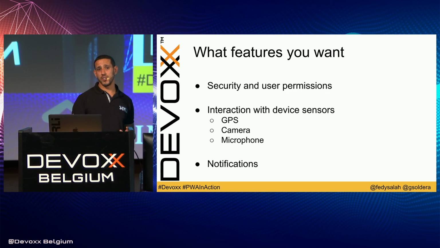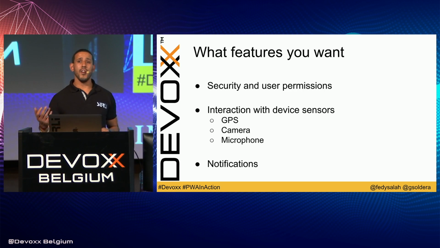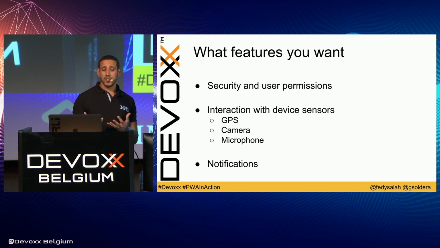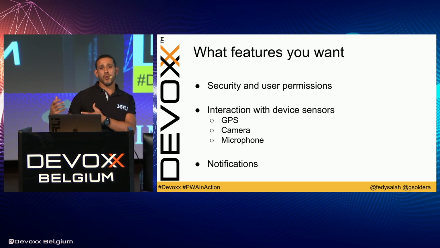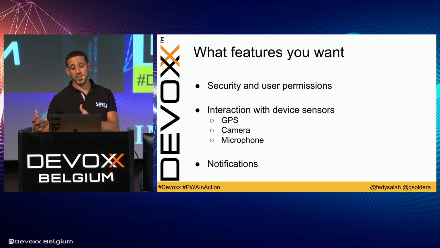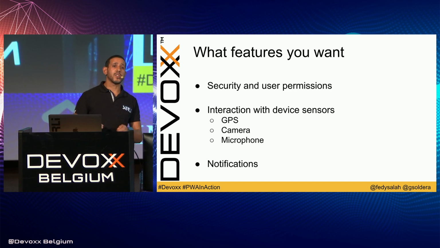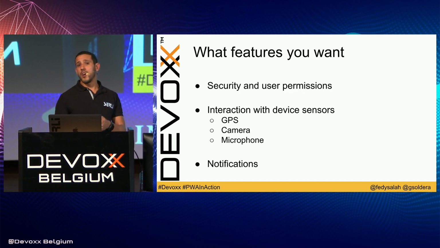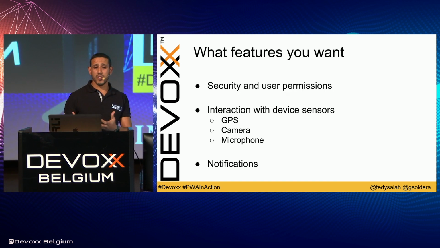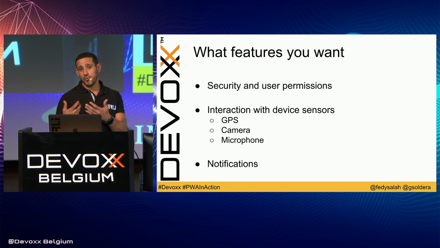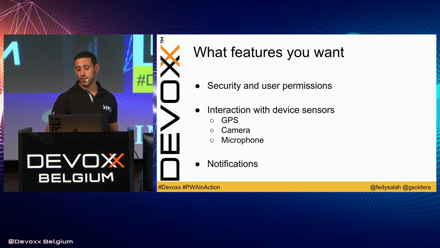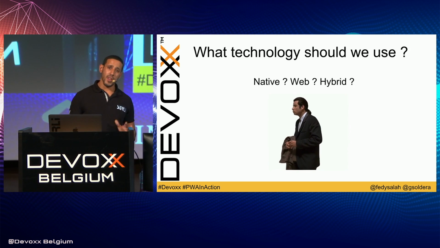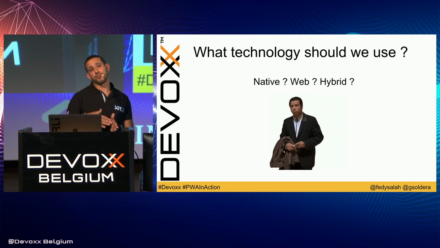We want it also to interact with mobile sensors, and we want it to be engaging with, for example, notifications. So when the content of our application evolves, we want our application to send a notification to tell the user that the content has evolved, and when they click on the notification, they can see the new content.